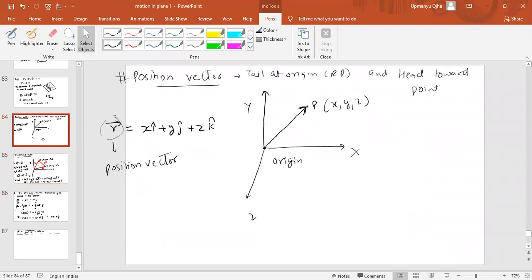In this one, position vector, you can represent this position with x i cap plus y j cap plus z k cap. That means x will represent the magnitude of the position, and i cap will represent the direction of the position. So x i cap plus y j cap plus z k cap.